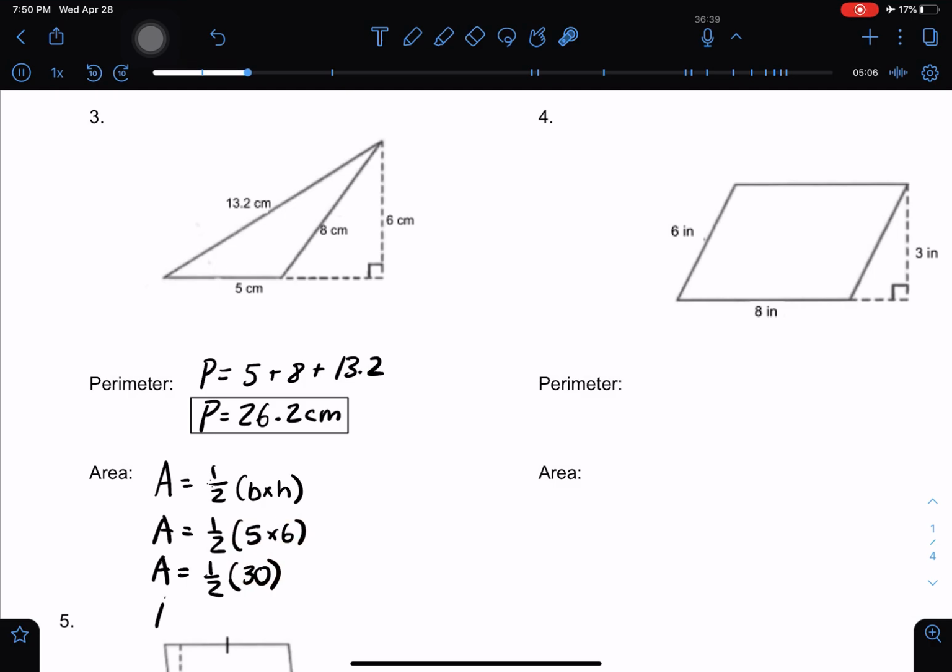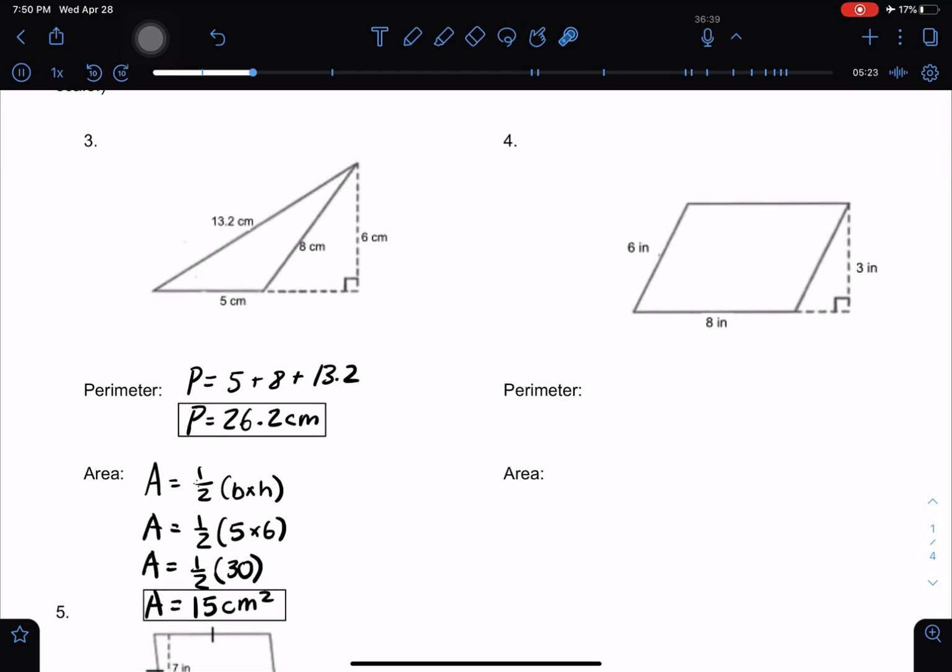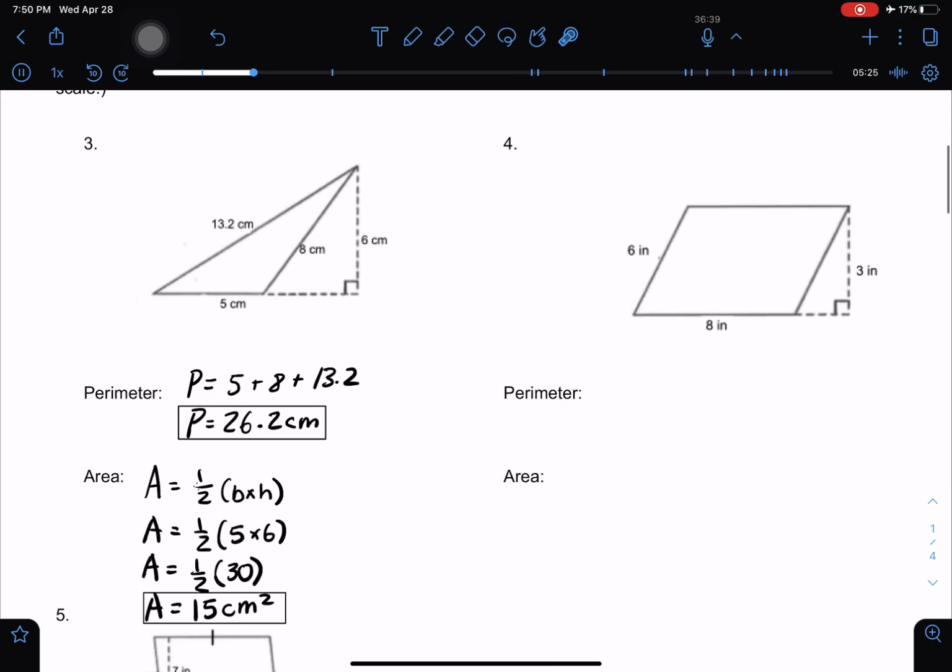And after multiplying by half, or dividing that 30 by 2, I get a final answer of 15 centimeters squared because we are working with area. All right. So that is the work that you need to show for the perimeter and area of that triangle in number 3.